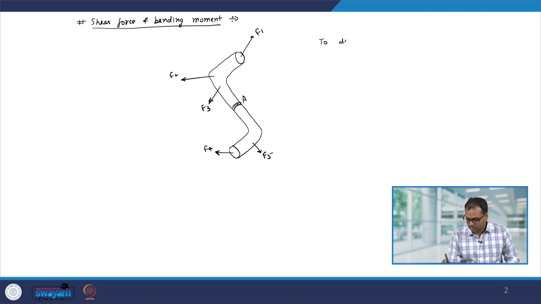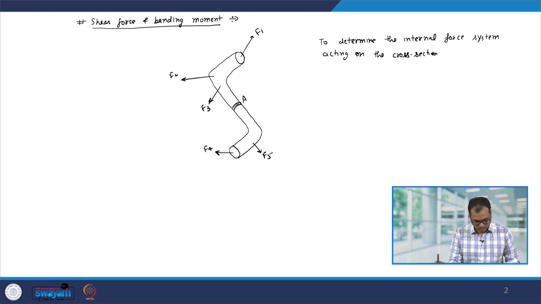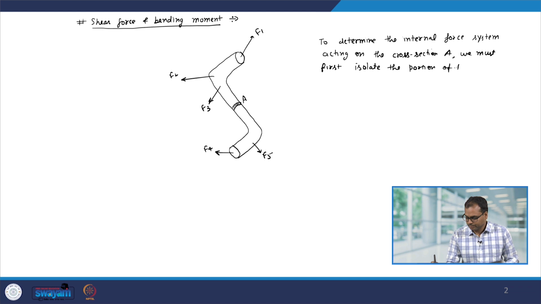Then, to determine the internal force system which is acting on the cross section A, first what we should do is isolate the portion of the bar on both sides of section A.